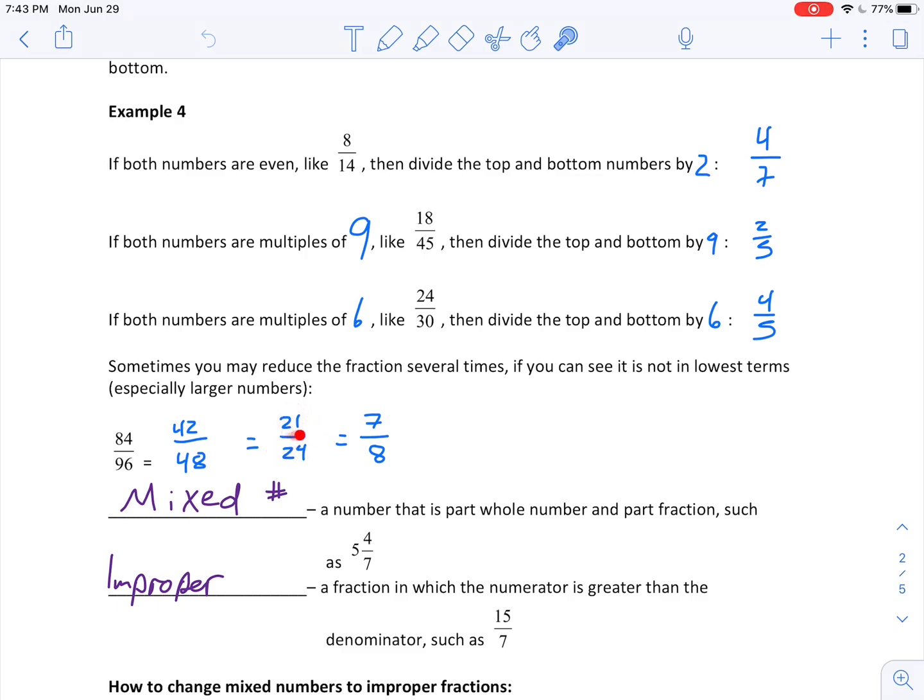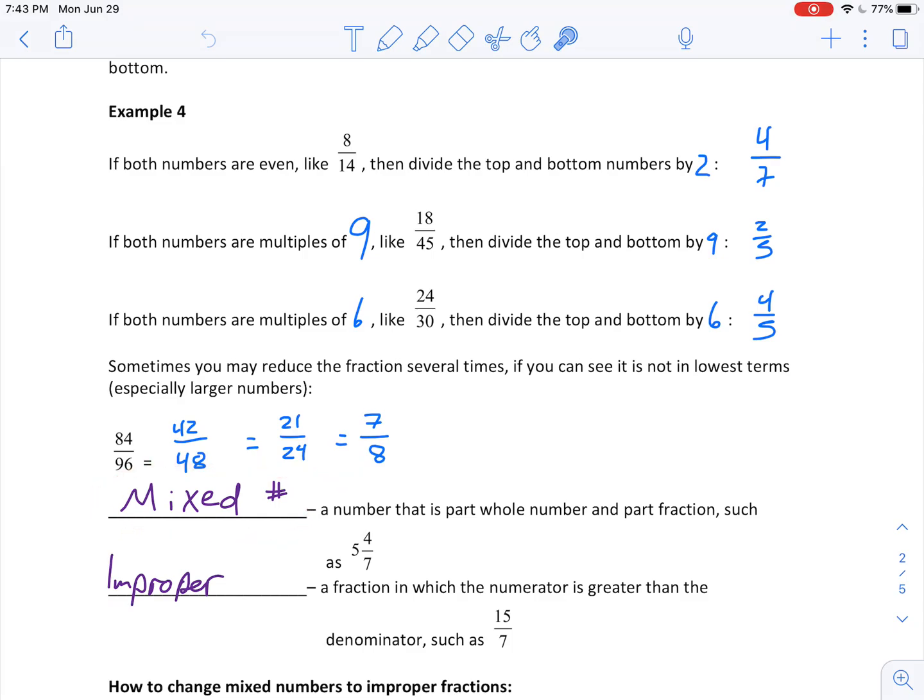Okay, I can't divide 21 by 2, but I can understand that, oh, hey, these can be divided by 3, and I can reduce them to 7 over 8. I can divide both 21 and 24 by 3. So 21 divided by 3 is 7. 24 divided by 3 is 8.